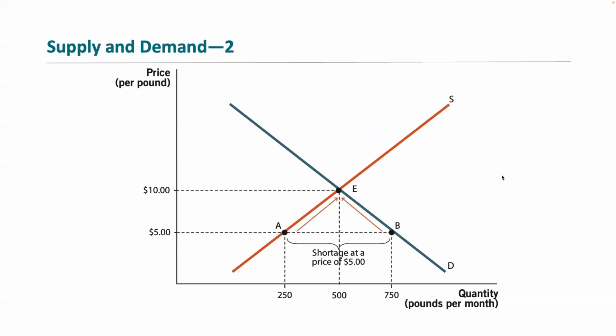Over time, those buyers that can't find salmon, which is what we're looking at here, will bid the price up. And as that price rises, the quantity demanded will fall back to that 500, and the quantity supplied will move back up to that 500 as well.